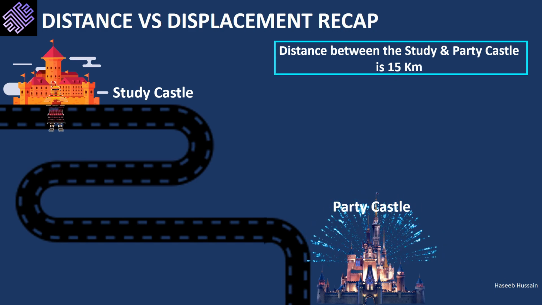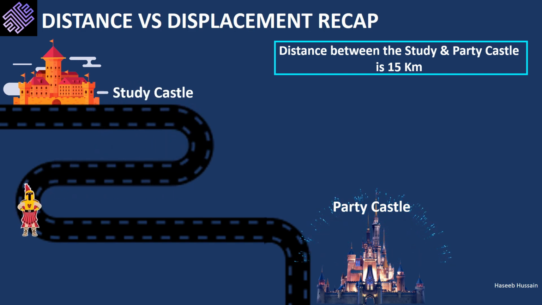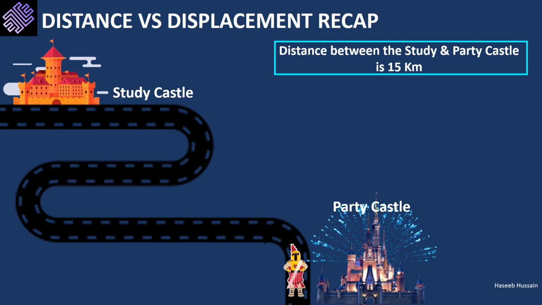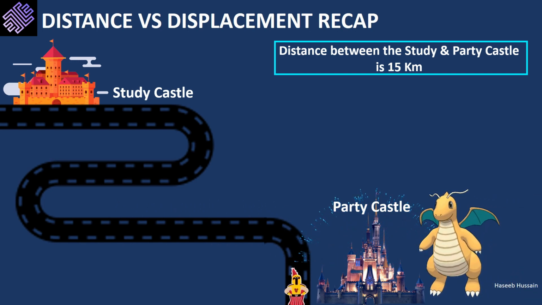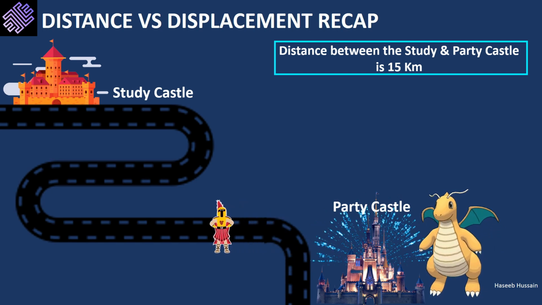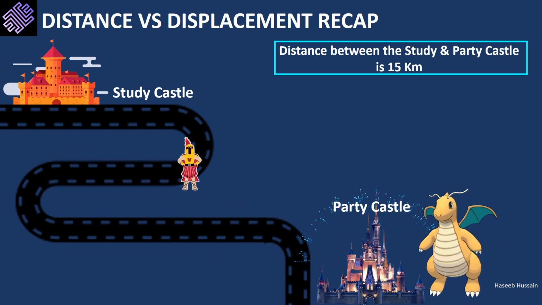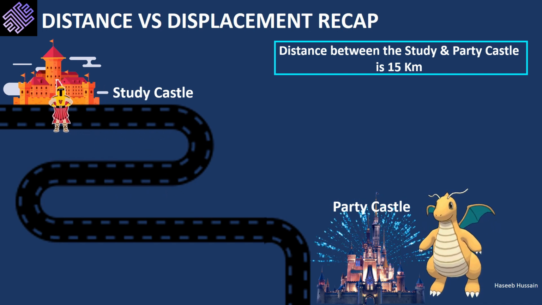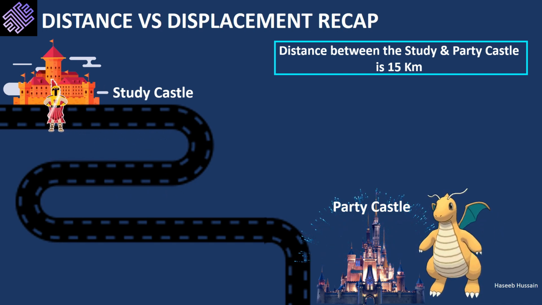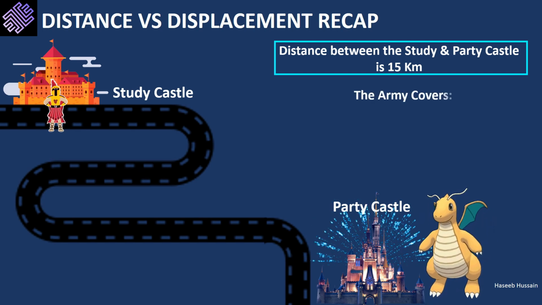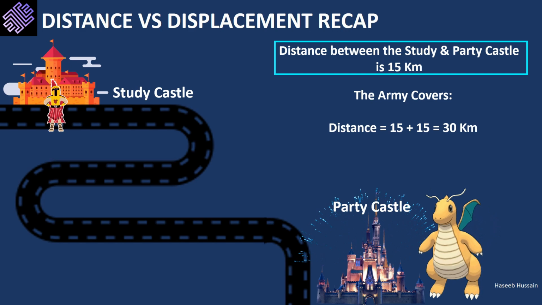The people at Study Castle are not happy at not being invited to the Party Castle, so they muster the army and send it to close down the Party Castle. As the army moves towards the castle, it covers a distance of 15 kilometers. But once they approach the Party Castle, they realize that it is protected by a fearsome dragon. Fearing for their lives, they return back to the Study Castle, failing in their mission. In their retreat, the army covers an additional length of 15 kilometers. So the total distance to and from Party Castle that the army covers is 15 plus 15 equals 30 kilometers.